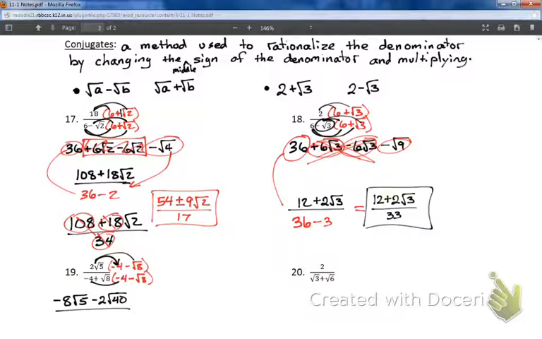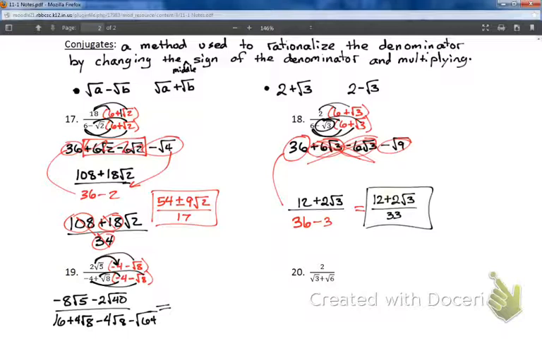Negative 4 times negative 4 is positive 16. Negative 4 times negative root 8 is positive 4 root 8. Positive root 8 times negative 4 is negative 4 root 8. And positive root 8 times negative root 8 is negative root 64, or it's just going to turn into negative 8. So again, denominator, we know how that's going to simplify. Let's talk about simplifying the numerator.